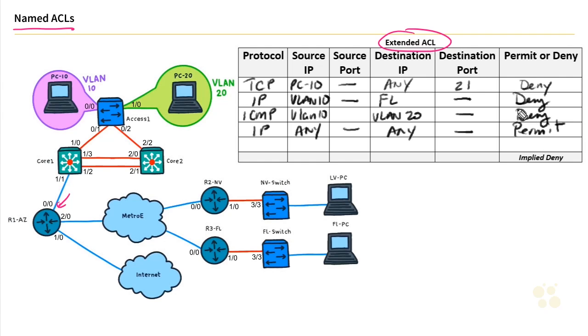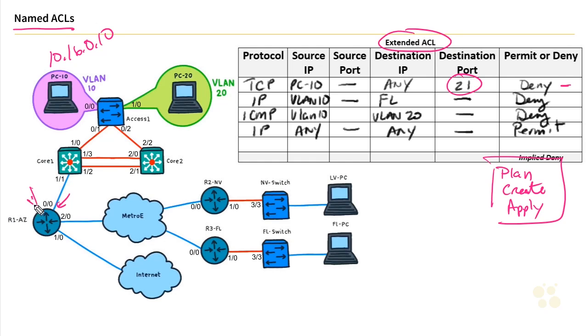Before we go to the configuration mode, we have 3 steps: design or plan, then create the list, and then go ahead and apply it. We're going to apply it inbound on gig 0/0. So before we can create the list, let's take a look at our plan. They want us to deny TCP traffic from PC10's address, which is 10.16.0.10, going anywhere to any destination IP address if the TCP port is 21. 21 is the well-known port for FTP. So that basically means that past this point in the router, this PC gets no FTP access.